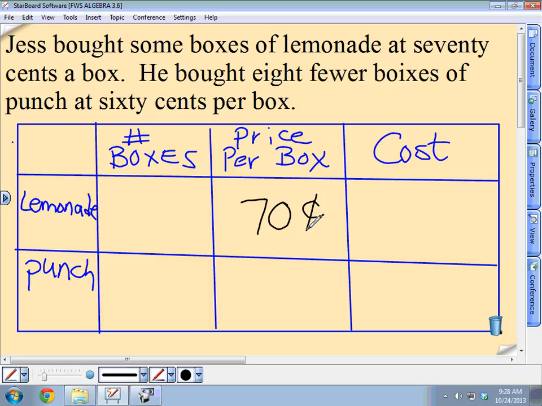L minus 8. I'm sorry? I didn't hear what you said. L minus 8. L. Okay. You bought 8 fewer boxes of punch. And that was for the punch? Yeah. Okay. L minus 8. Okay. How about Katie? What do you want to fill in here? 60 cents. 60 cents. Okay.